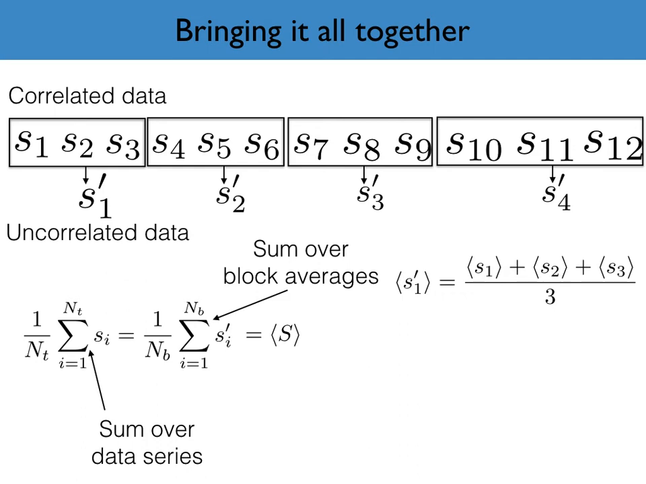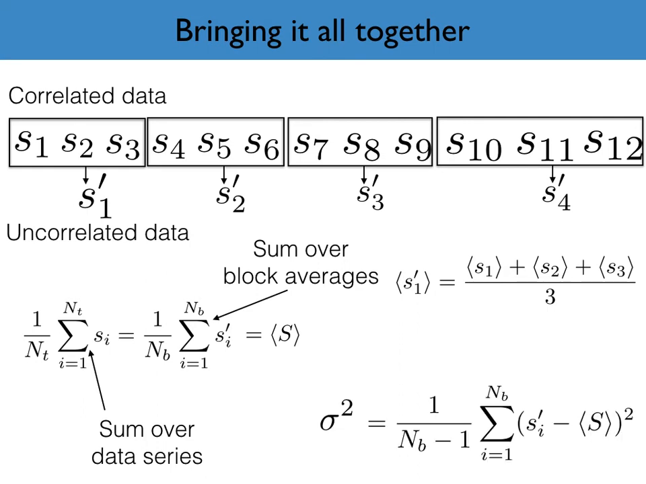I mention all this because the same cannot be said of our estimate for the variance. The variance that we estimate from our block averages is calculated using the expression shown at the bottom right of this slide. This is not the variance for the random variables from which our trajectory was sampled. It is the variance between the block averages, which are sampled from some different and unknown distribution.